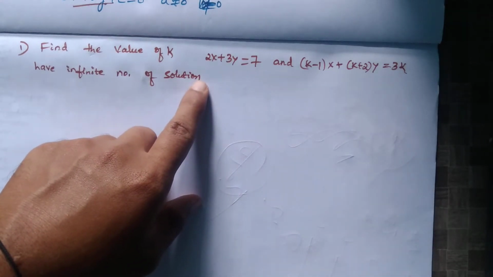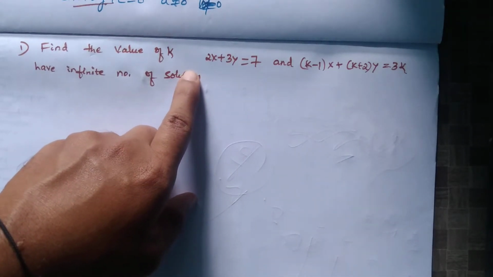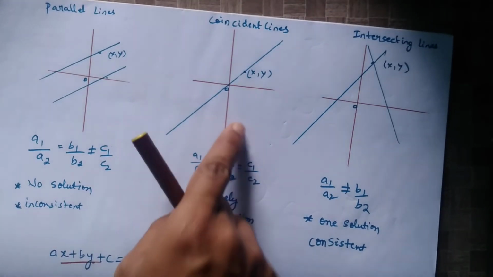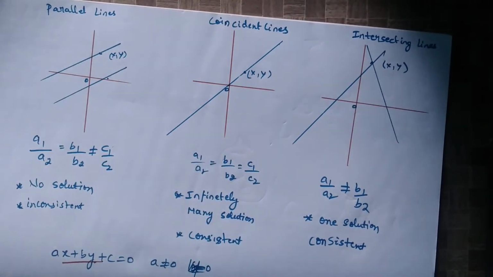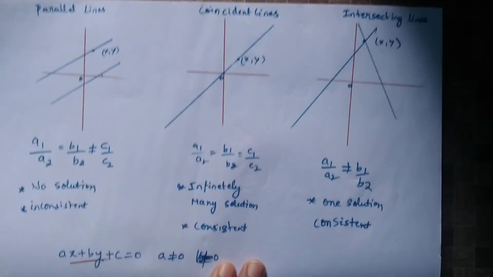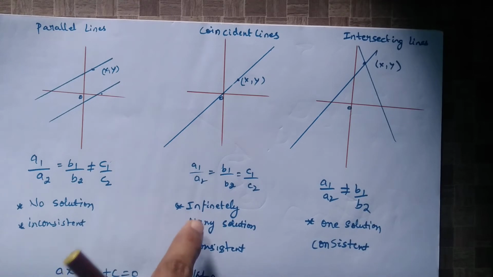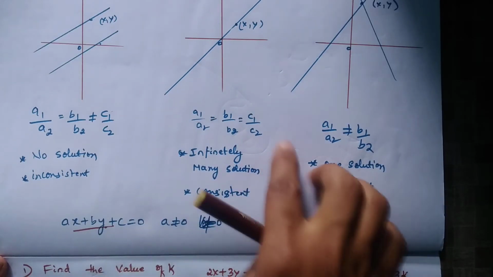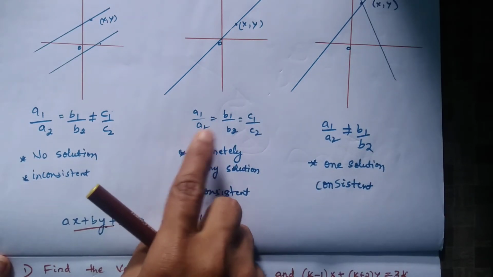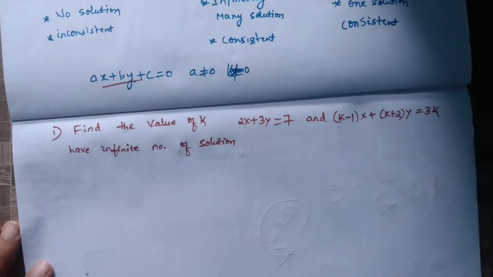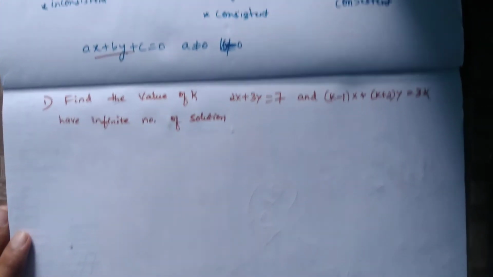So these are the coincident lines. These two equations form infinite number of solutions, so these are coincident lines. Here the condition is a1/a2 = b1/b2 = c1/c2. First I write the two equations as they are.